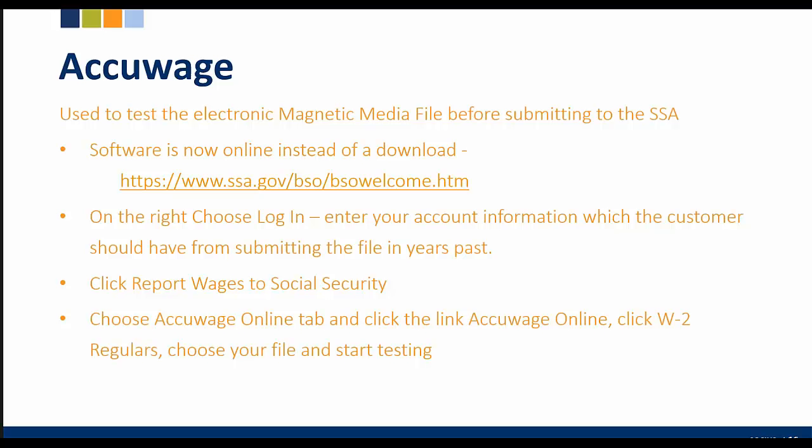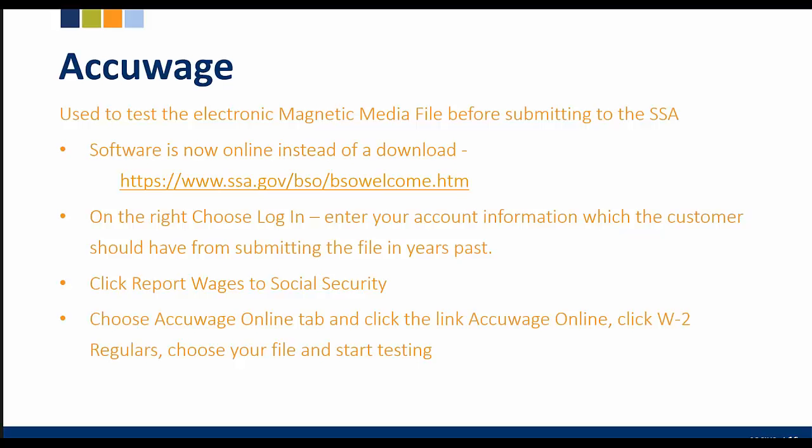If you are using a magnetic media file, there's a product out on the Social Security Administration's website called AccuWage. It's used to validate your file layout. It's changed this year. If you've used it in the past, you'll notice some changes when you log in to the Social Security Administration site. You'll choose on the right to log in. You'll enter your account information, which you should have from submitting in the past. You'll click Reports and Wages to Social Security, and you'll choose the AccuWage Online tab and click the link to the AccuWage Online, and then click W-2 Regulars to choose your file and start testing.